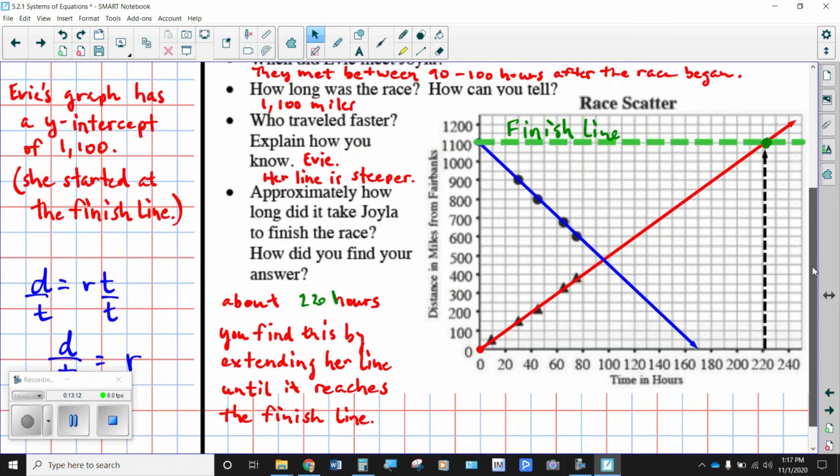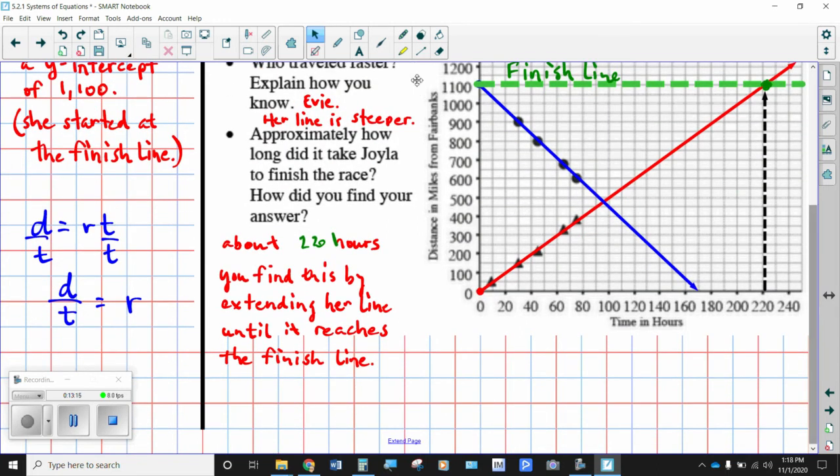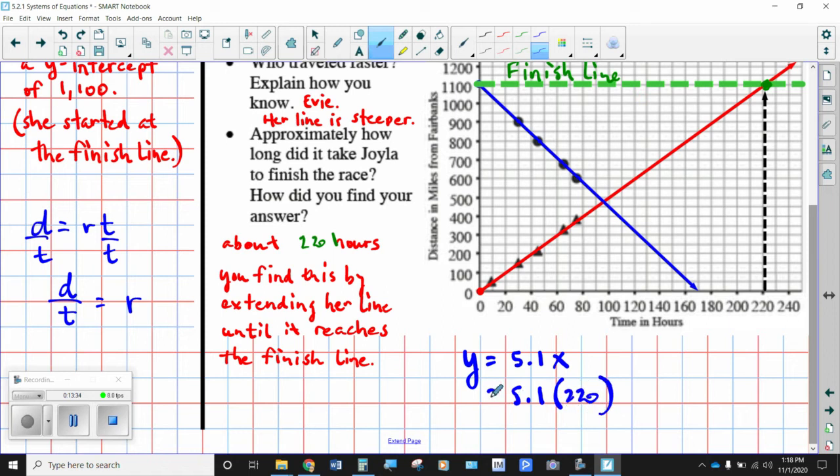Now, if I wanted to, I could create a rule here. So what did we say? She was traveling at approximately 5.1 miles per hour, and she started at 0, so we're not going to bother with the plus 0. If I then multiply this times 220, that should give me something pretty close to 1,100. But I don't want to do that. Let's go in the other direction. Let's say if I know she's got to travel 1,100 miles, let's solve for x.